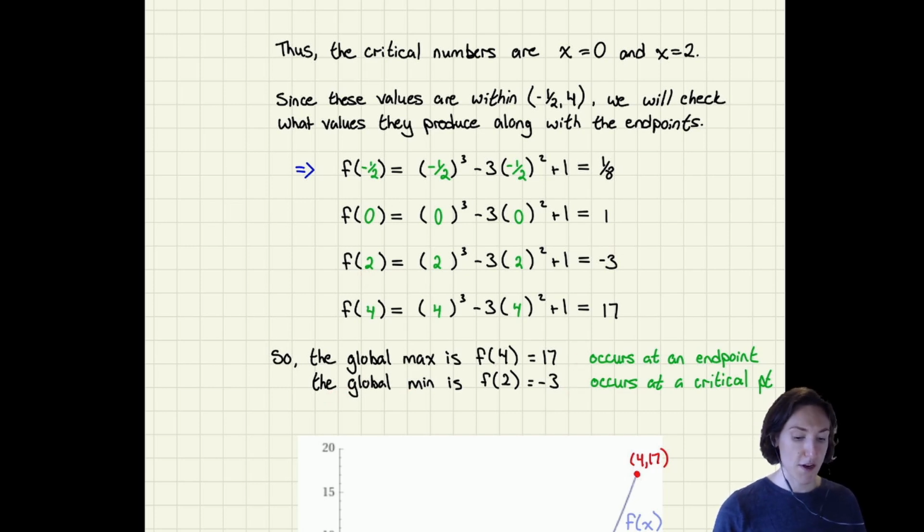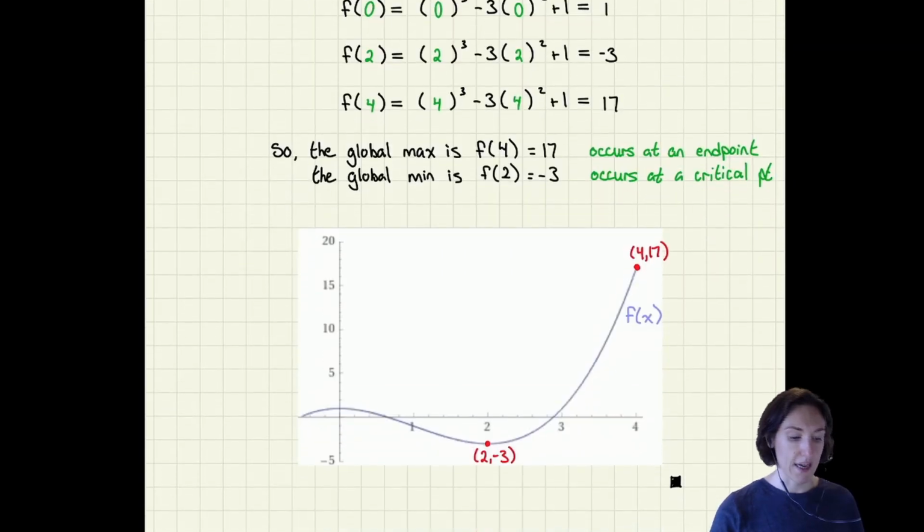And I just put a remark here. Notice that one of these is an endpoint. One of them is a critical point. And I included the graph just so you could see what the function looks like to build some intuition.